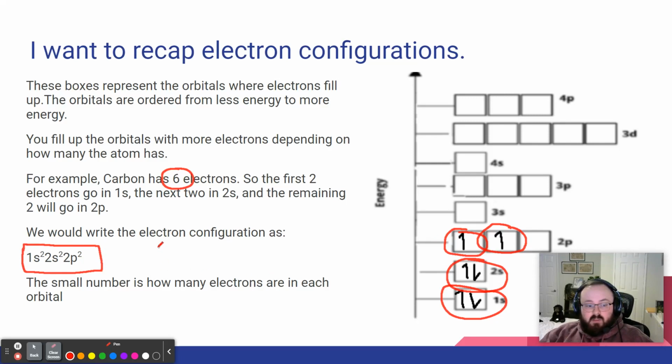What we do is we take the orbital, so the 1s orbital, we write how many electrons are in it. 1, 2. We move on. The 2s electrons, there are 2 in there, and then there are 2 electrons in the 2p orbital. That's how we get our electron configuration. Okay?